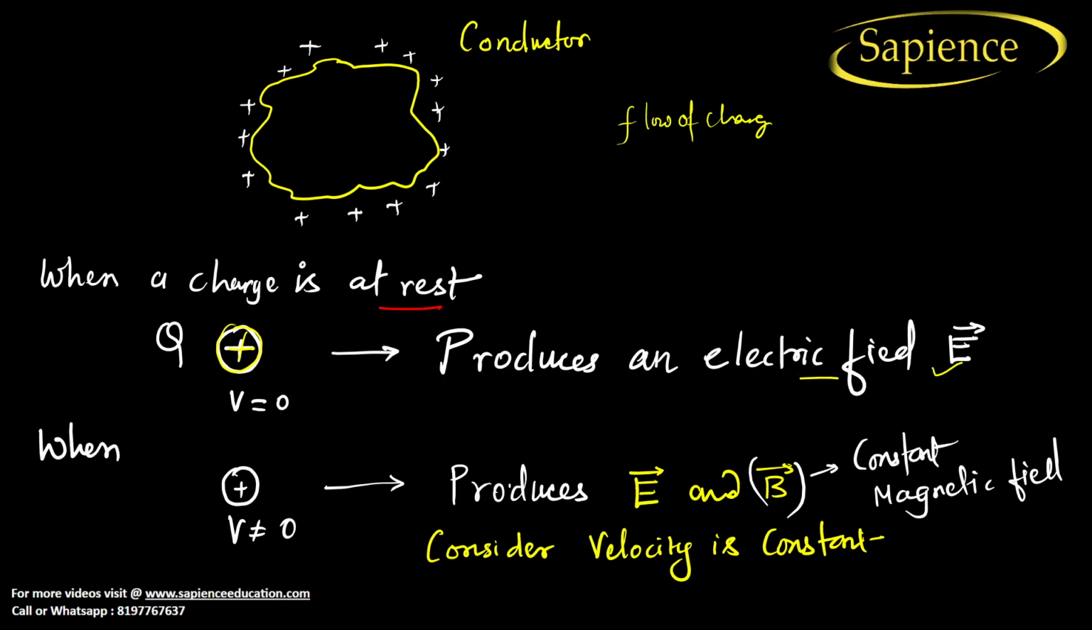Okay. Now, if the charge is moving, V is not equal to 0, which means it is in motion. Consider the velocity is constant. So what will it produce? Electric and magnetic field. So try to understand again and again. If charge is at rest, it only produces an electric field. But when charge is in motion with constant velocity, it will produce an electric field and a magnetic field. Magnetic field means it will create a magnetic effect outside its conductor.